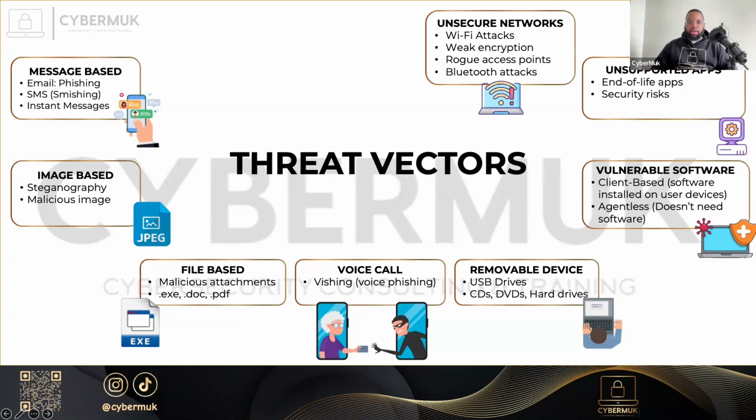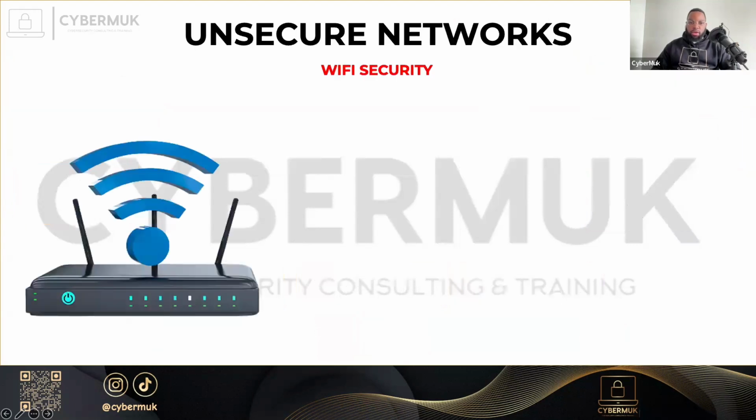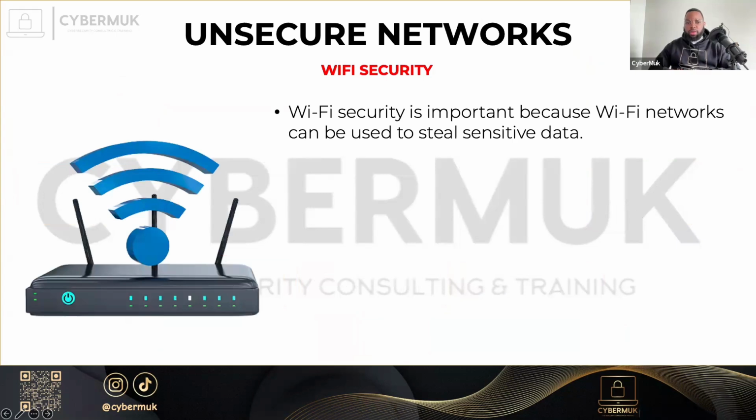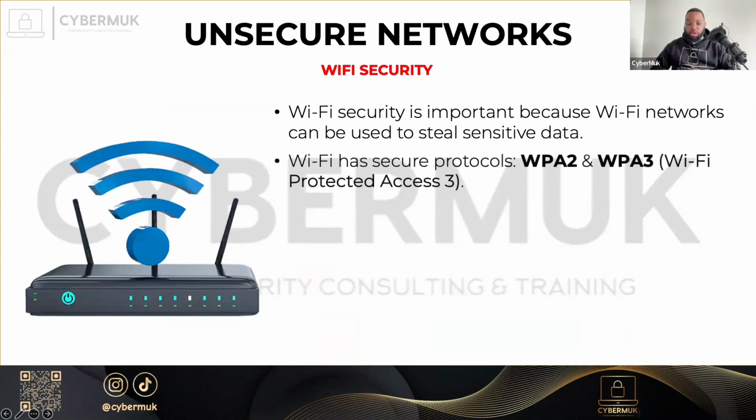Unsecure networks like Wi-Fi. If you have a Wi-Fi that's not safe, that's not protected, or Bluetooth, or different types like a rogue access point, these can lead to additional attacks. For example, in unsecure networks, you have Wi-Fi security. And Wi-Fi security is important because Wi-Fi networks can be used to steal data. So the secure Wi-Fi networks use either WPA2 or WPA3 protocol. So Wi-Fi protected access. Those are secure network protocols.